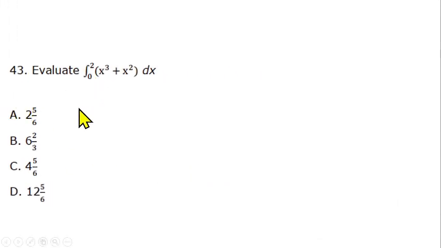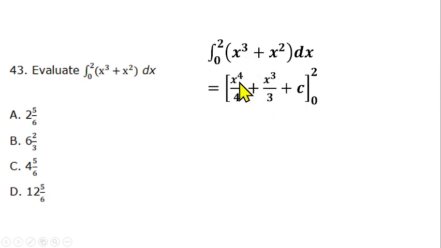Question number 43 is on integration. We have to integrate this definite integral of x cubed plus x squared, then the limit is 2 to 0. If you integrate x cubed, that gives us x raised to 4 over 4, plus if you integrate x squared, that gives us x raised to 3 over 3 plus c. The boundary is 2 to 0. Put your 2 here minus put 0 here as well.